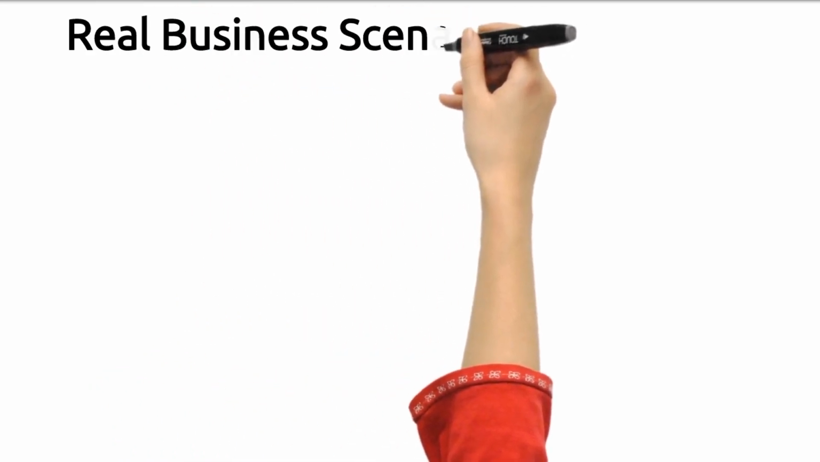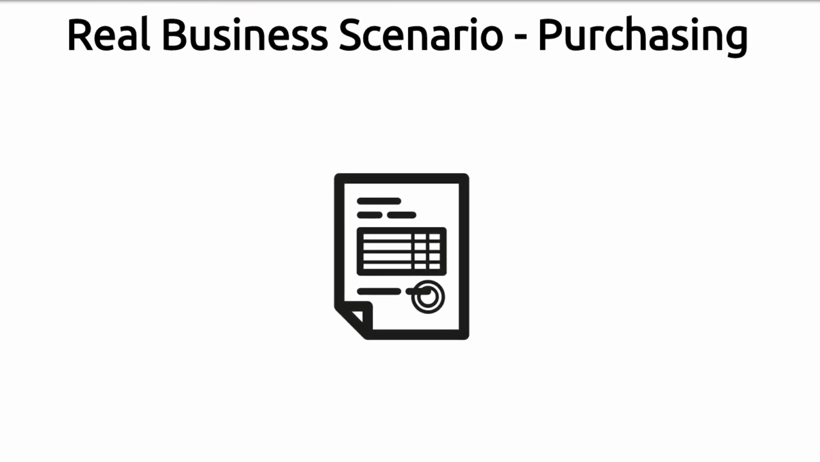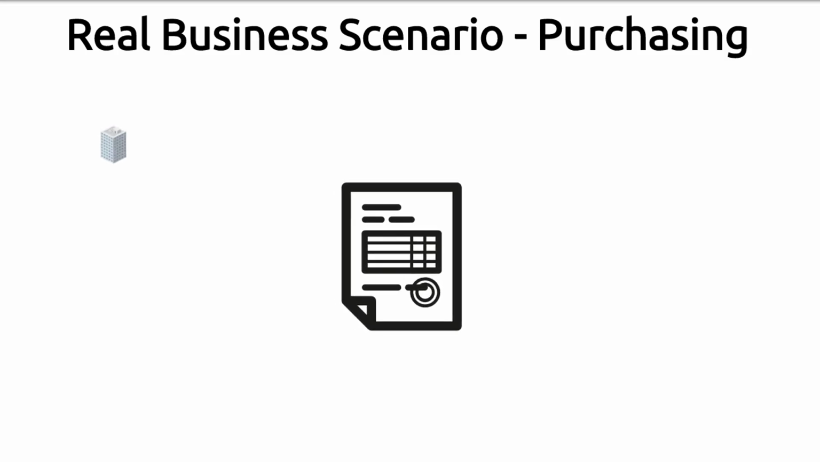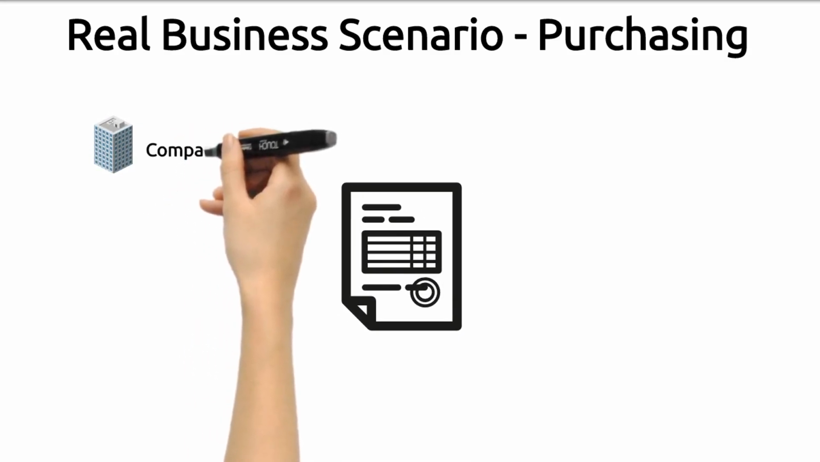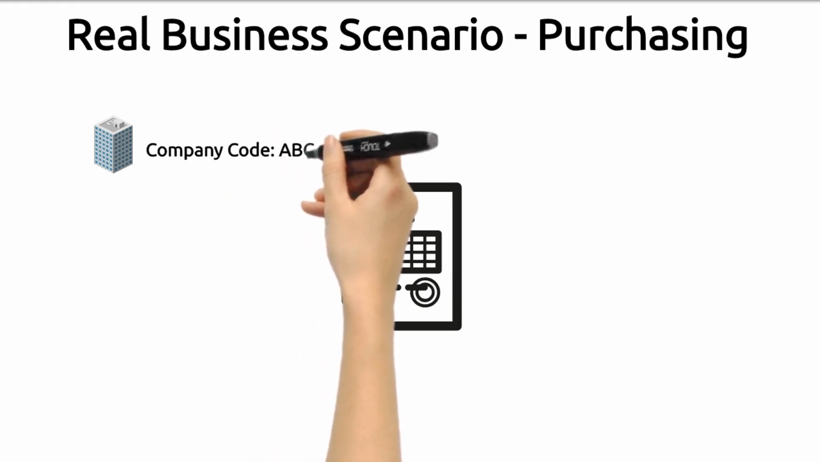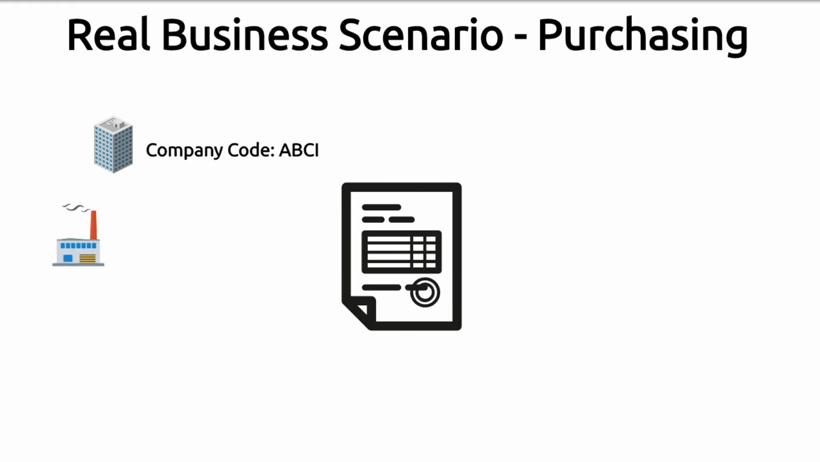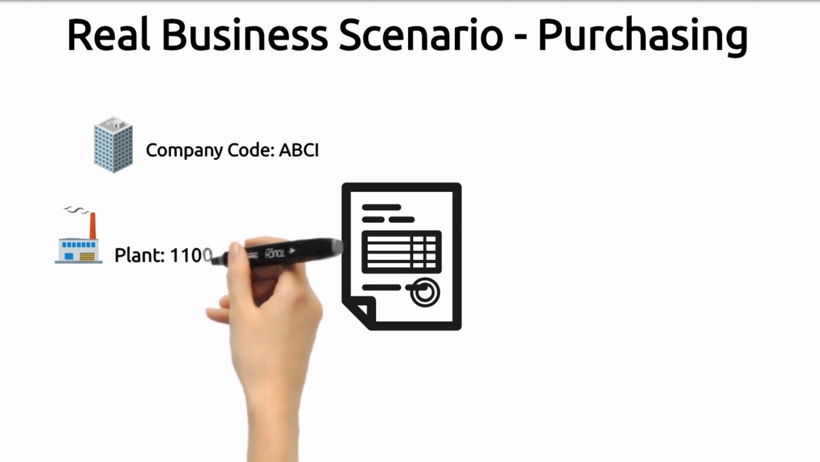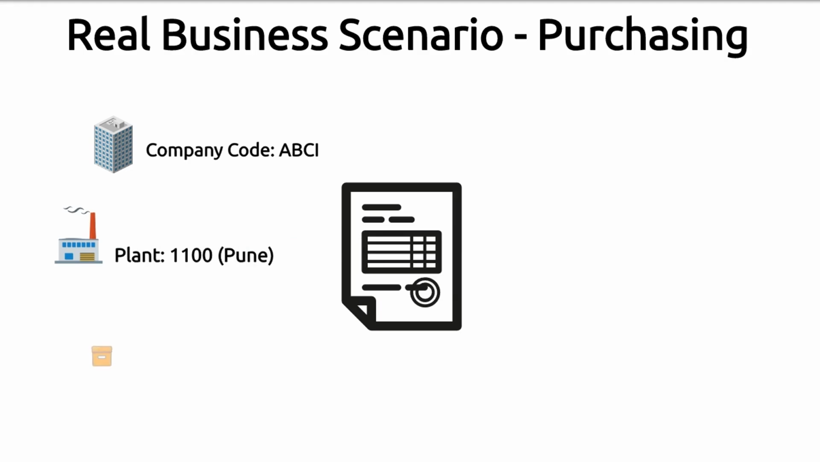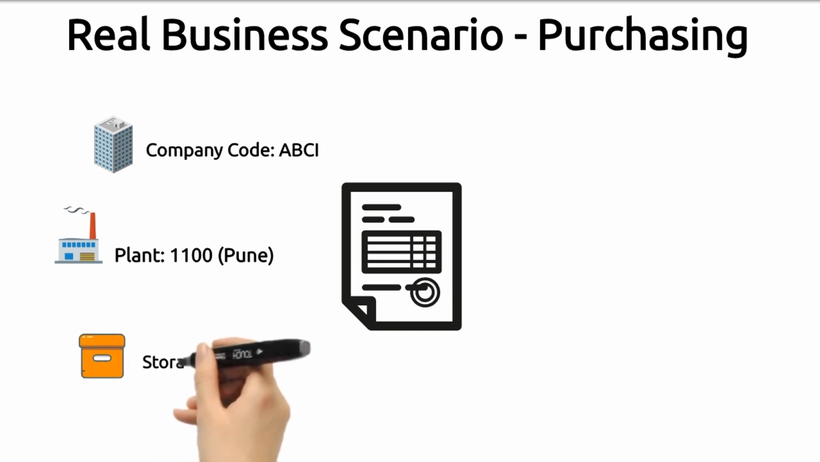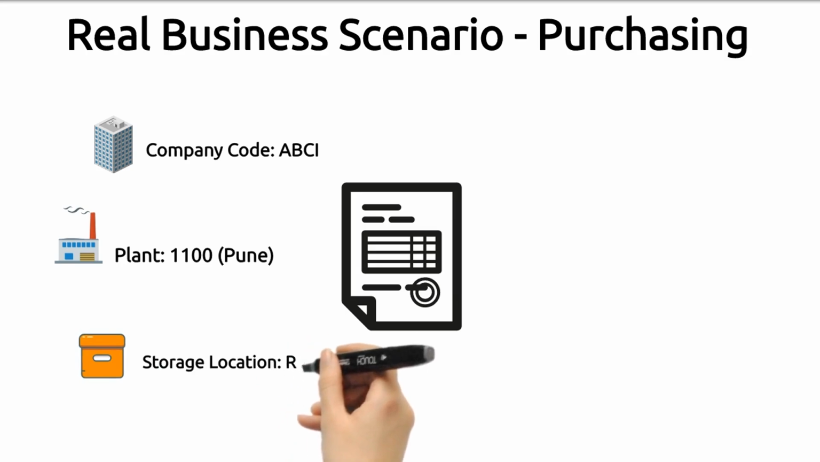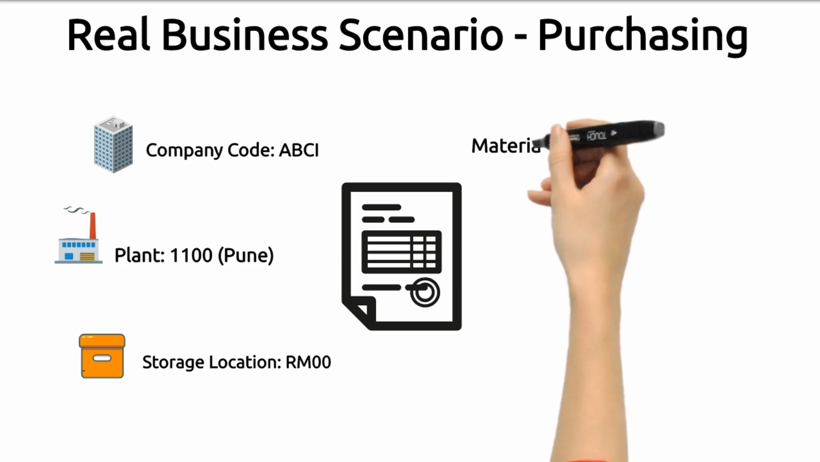Let's see a real purchasing scenario. Raj is creating a PO for raw steel for Pune's manufacturing. The PO says, order 5,000 kilograms of steel coils from Steel Supplier Limited, delivered to Pune plant, 1100, raw materials storage location, RM00. Because the enterprise structure is configured, SAP knows this belongs to company code ABCI, financial tracking. It's for Pune plant, inventory tracking at that location. It goes into RM00 storage location, specific bin, area. When goods arrive, they'll be received against this PO directly into Pune RM00.